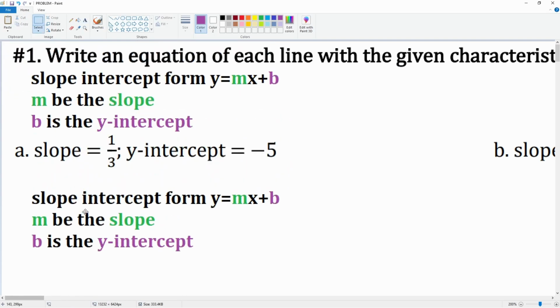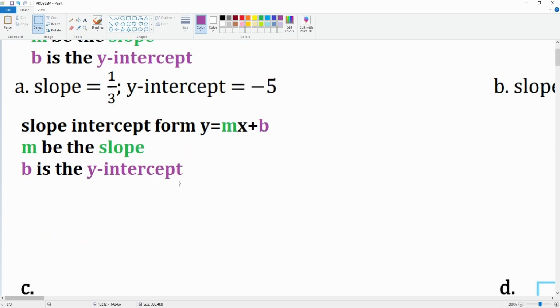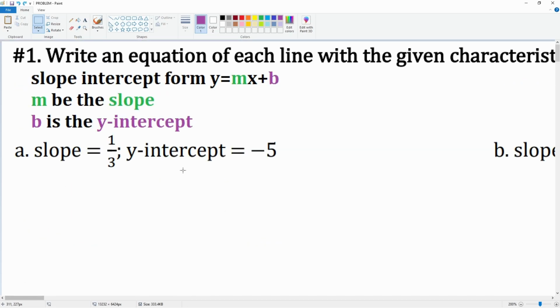Okay, so let's do this one. The slope for this one, we already have it here as 1/3. So we can say m is equal to 1/3. And here we can say that b is equal to -5. So we can just write this equation and plug in our values. The m is 1/3, and the b is -5. And that is how you write the equation of a line.